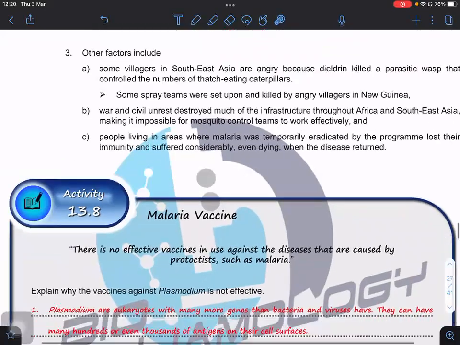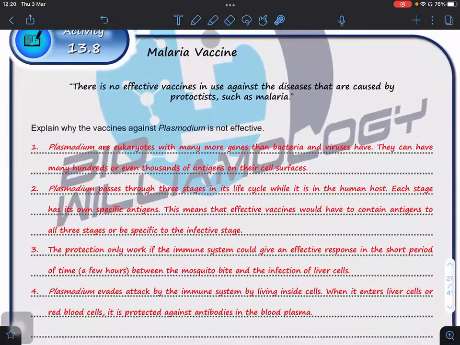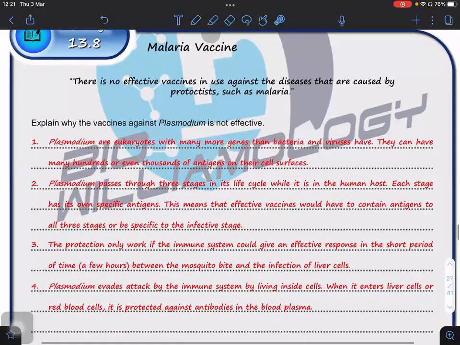Okay. Now, malaria vaccine. There is no effective vaccine. Why? Because they are eukaryotic cells. They have many more genes compared to bacteria, so they can have hundreds and even thousands of antigens on their surface. So which one do we want to choose? Next, Plasmodium passes through 3 stages in the life cycle in the human host, and each stage has its own specific antigen. That means an effective vaccine will have to contain antigens for all 3 stages, and that is very, very difficult.